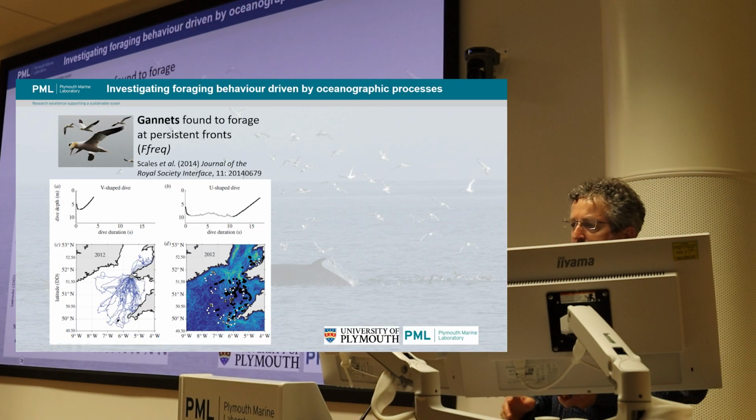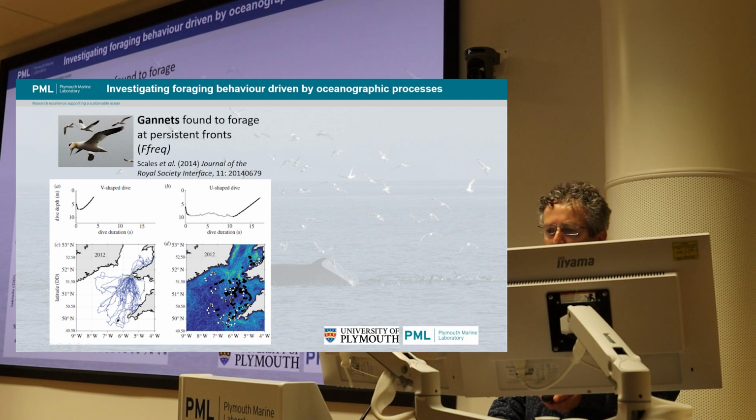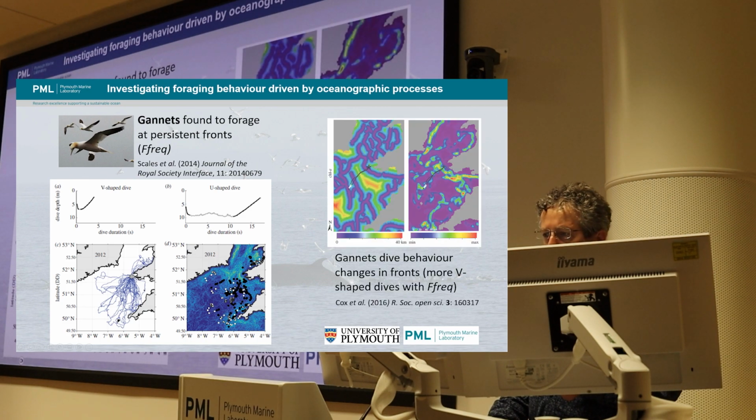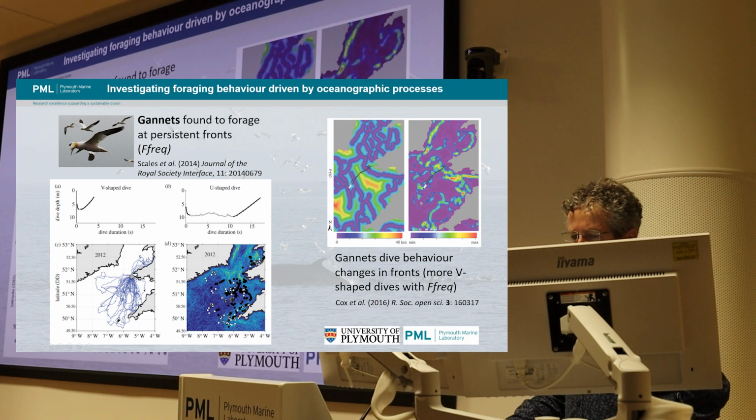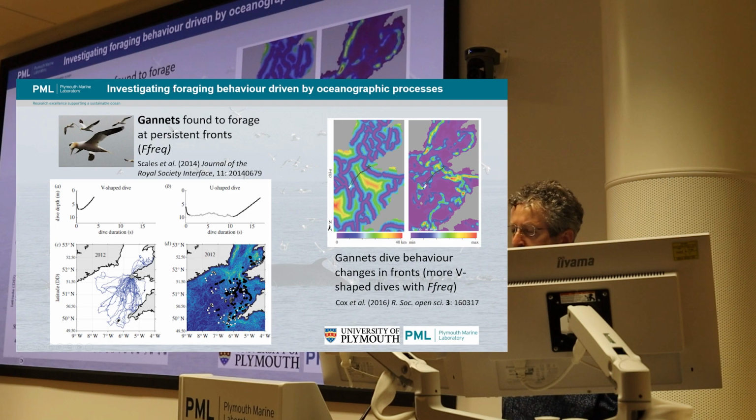Other animals use more complicated information, but still fronts are important to them, such as gannets are found to forage more frequently along persistent fronts. We didn't find a relationship with simultaneous fronts like we did for the sharks, but looking over a longer time series, there's a kind of a learnt behaviour that certain zones are more productive in different times of the year.